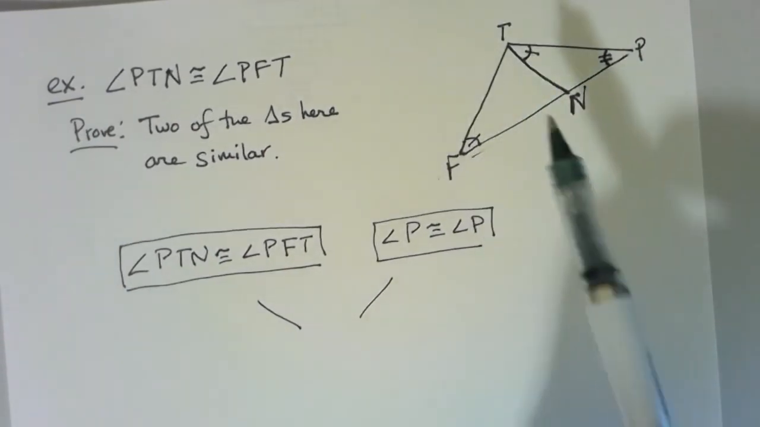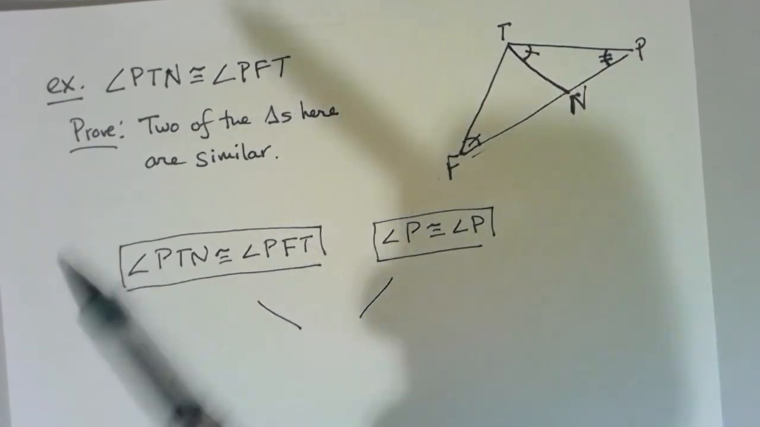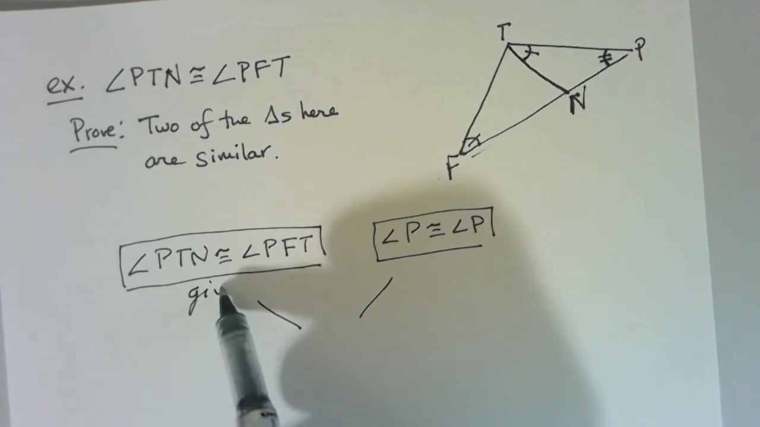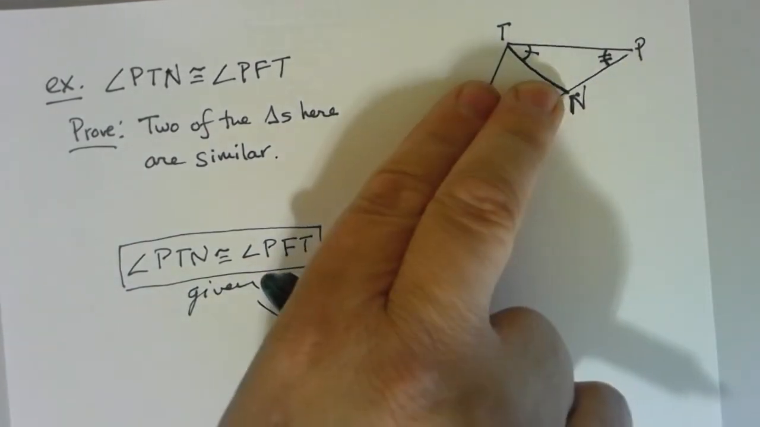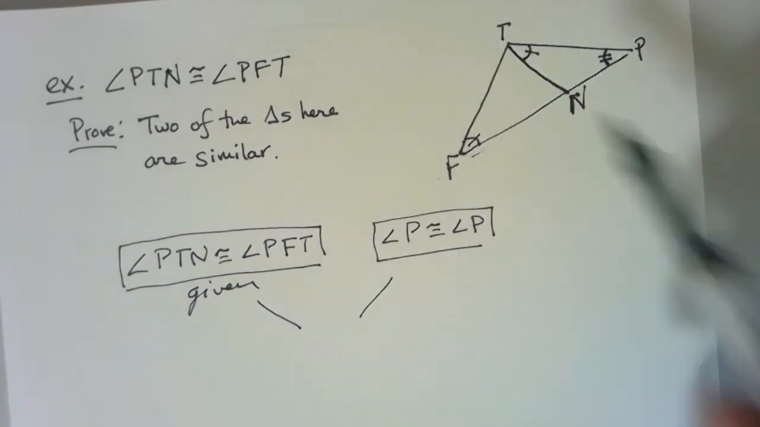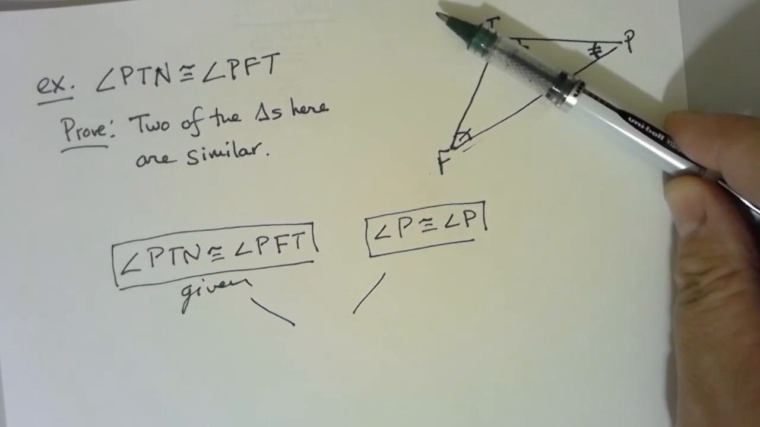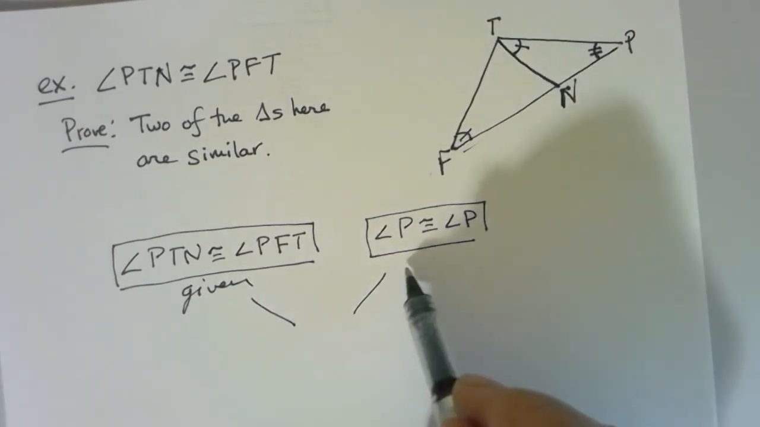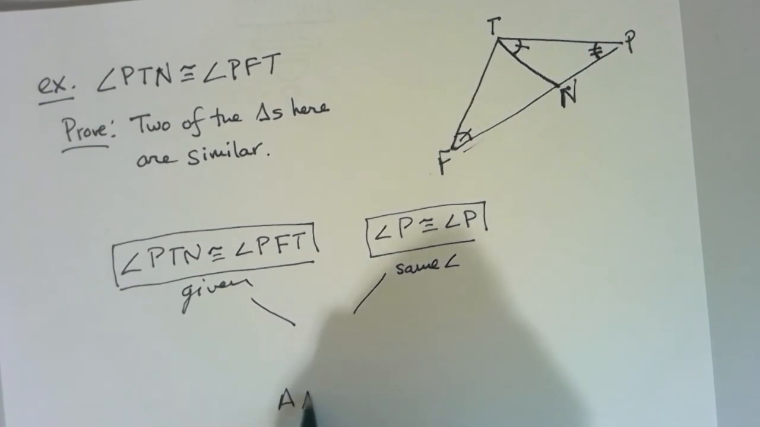Remember, all we need is two pairs of angles. One pair is the pair that was given. The other pair is this pair at P, which is an angle of the smaller triangle at the top, and it's an angle of the big triangle PFT. And so that's going to be my AA similarity.